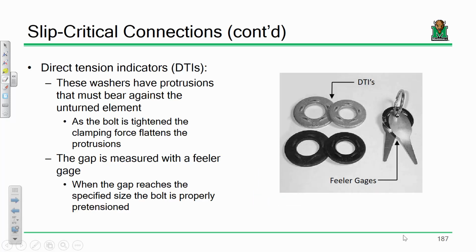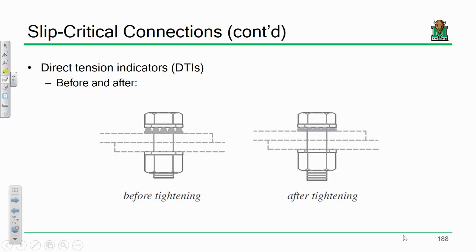Another method that's used to achieve the appropriate pretension is what's called a DTI. A DTI stands for a direct tension indicator, and it's basically a super fancy washer. The washers have these little nubs on the top of it, and as you tighten the bolt, the nubs mash down, and once this gap hits a certain threshold, then you know you've hit the required pretension.